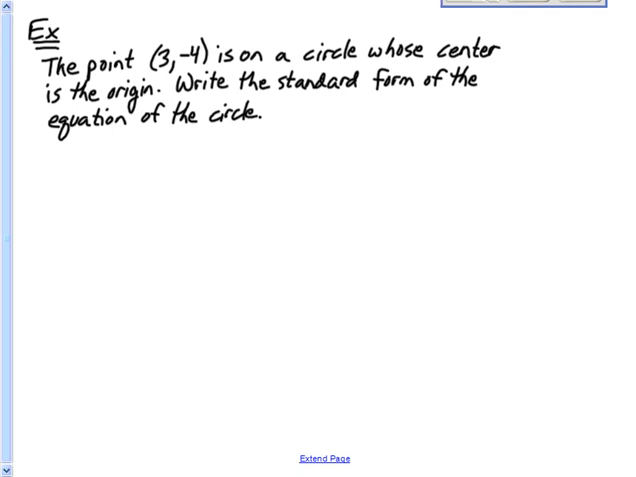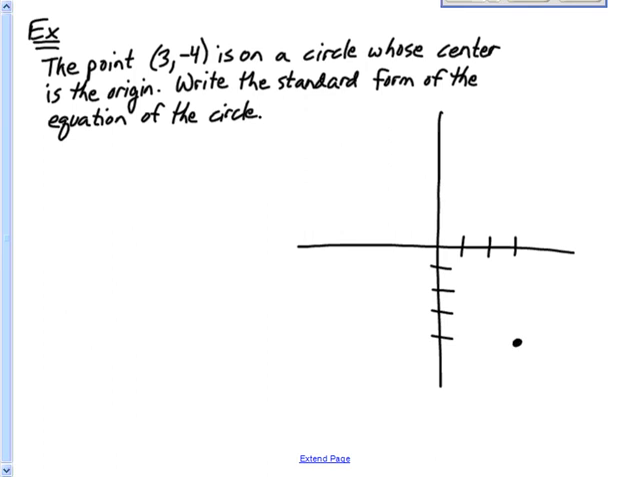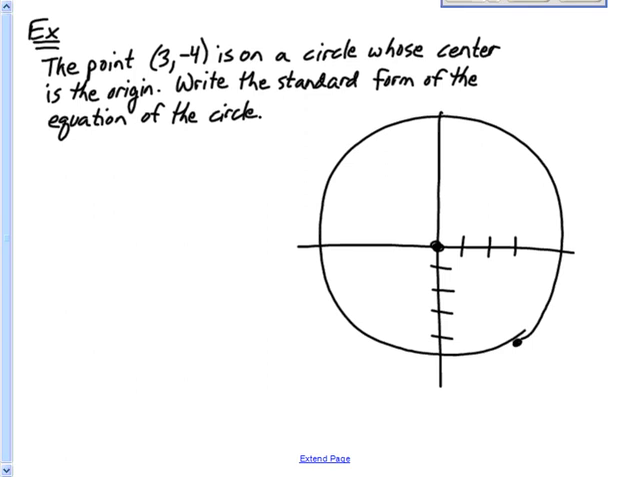So next example, let's say we have a point on a circle, (3, negative 4), and our center is at the origin. So let's draw this: right 3, down 4. Our center's at the origin, so this looks kind of like that. We want the standard form of the equation of the circle, which is x squared plus y squared equals r squared when our center's in the middle. Now we need our radius, don't we? We need to find that distance right there.